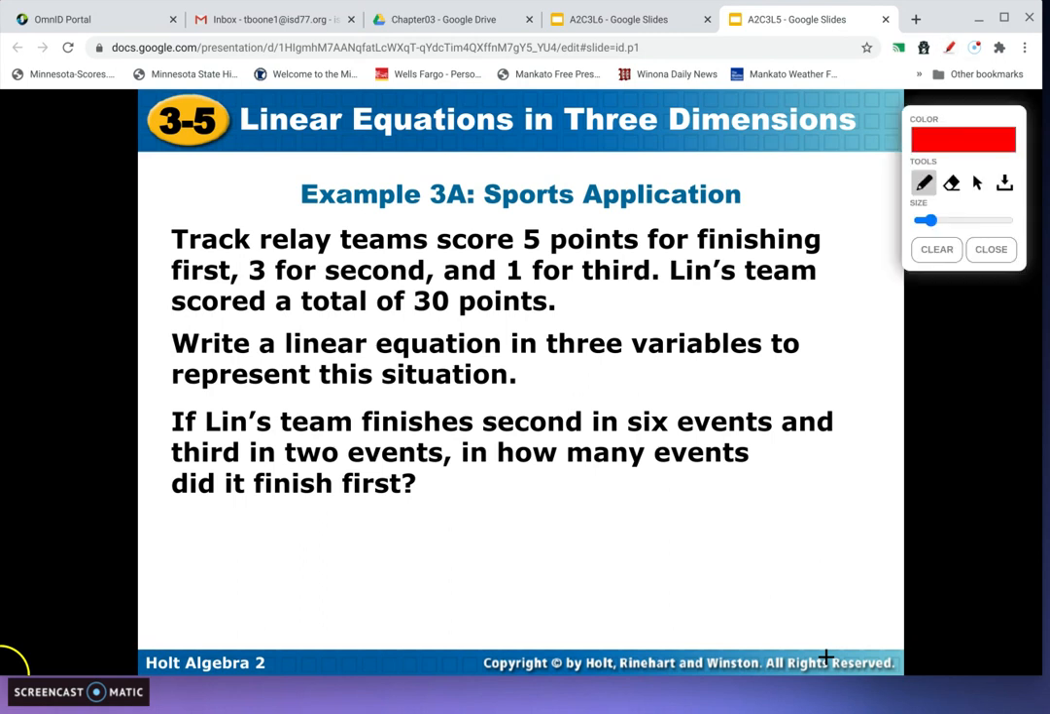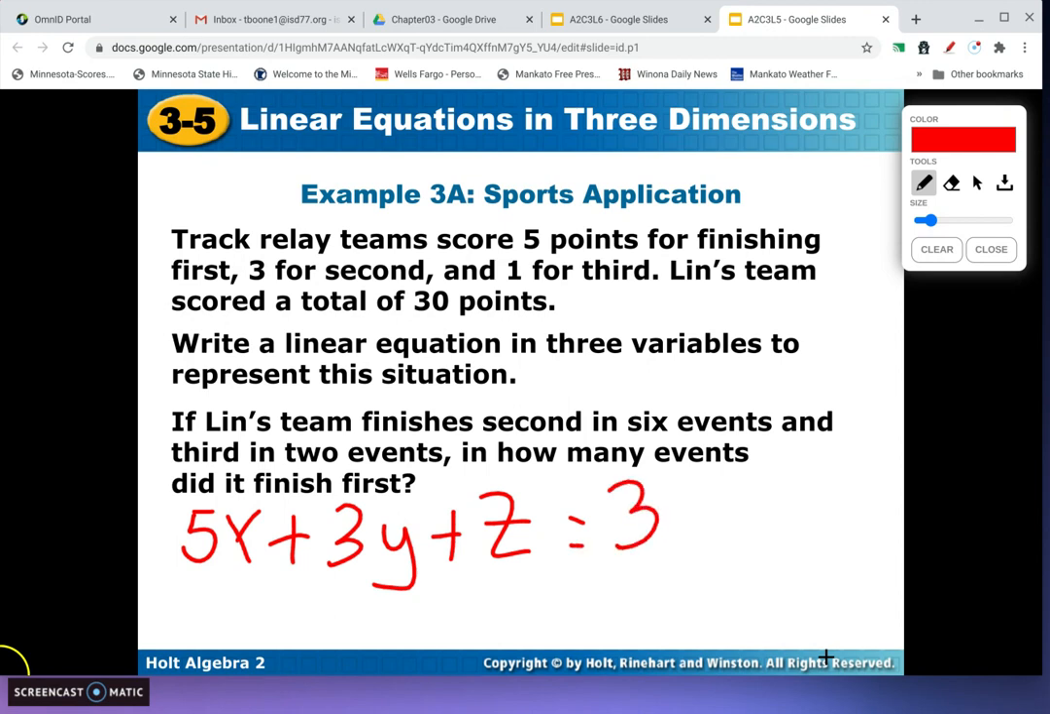Okay, so let's grab our little marker pen here, and we're going to write out the equation. So let's let X represent first, Y represent second, and Z represent third. So in this case, we'd write the equation: 5x plus, well, it looks like we get 3 for second and then 1 for third. So I'll put a line through my Z so we don't think that's a 2. And then we're just going to set that equal to 30. All right, so now we've written the linear equation in 3 dimensions here.